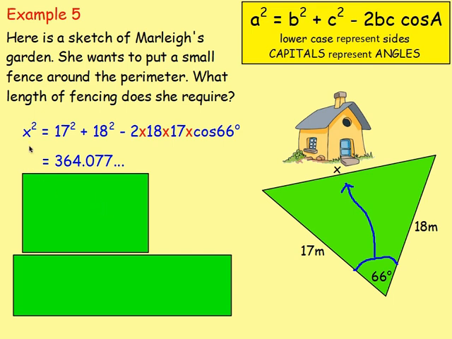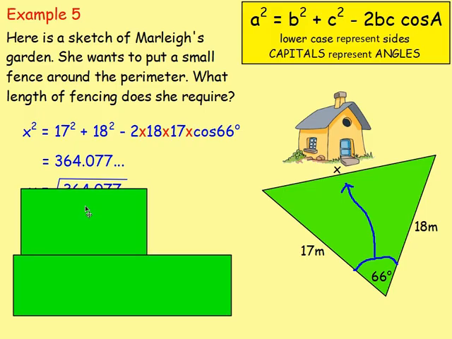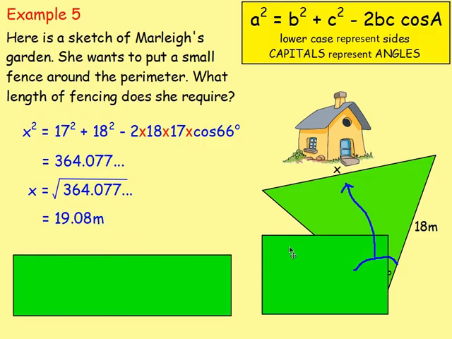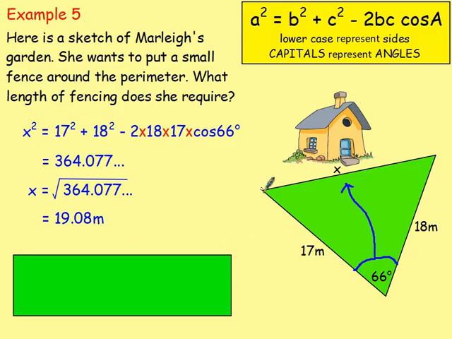But we are wanting to get x, not x squared. So how do you go about getting x? Oh, you have to square root it. You do, good. So x is going to be the square root of 364.077. And if you work that out, you end up with 19.08 meters. So the length of this bit of the garden to this bit here is 19.08 meters. So we now know that. That's 19.08.